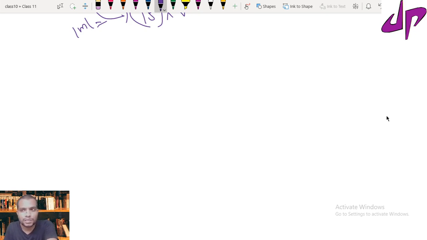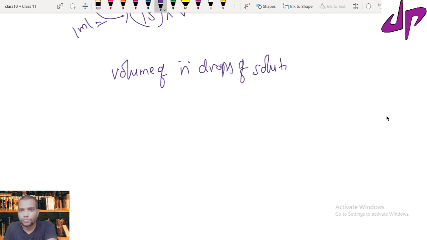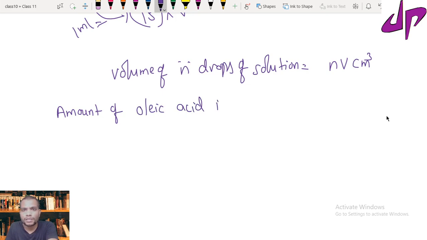theoretical process. Suppose you take a volume of n drops, the volume of small n drops which we put in the water, drops of solution. So the volume of n drops, we can take as number of drops times volume of each drop. We can write that in terms of centimeter cube. Now the amount or concentration of oleic acid in this solution.